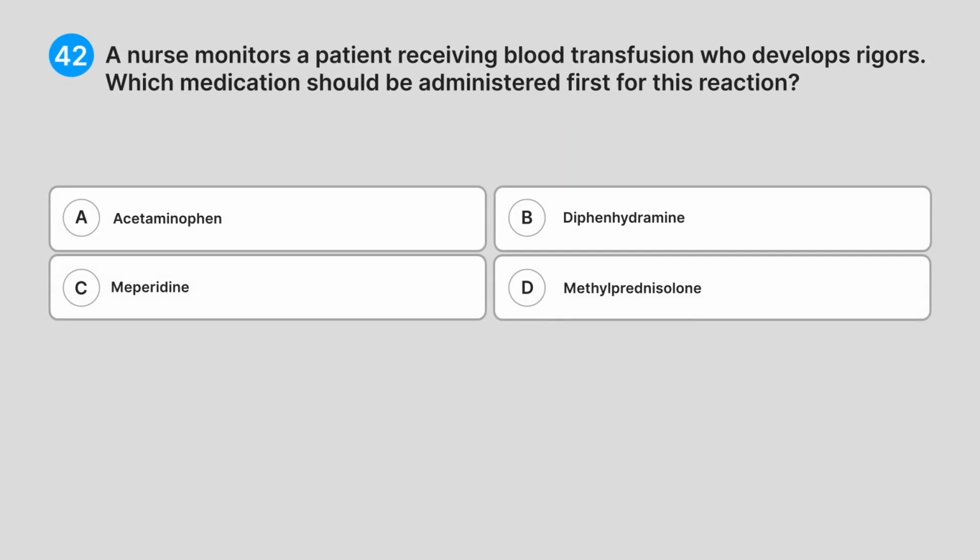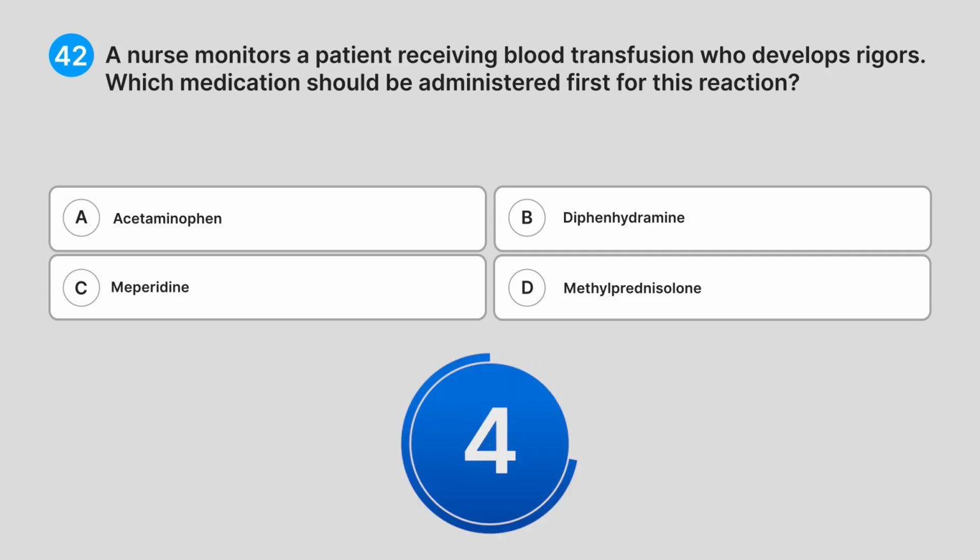42. A nurse monitors a patient receiving blood transfusion who develops rigors. Which medication should be administered first for this reaction? A. Acetaminophen. B. Diphenhydramine. C. Meperidine. D. Methylprednisolone. Do you know the answer?